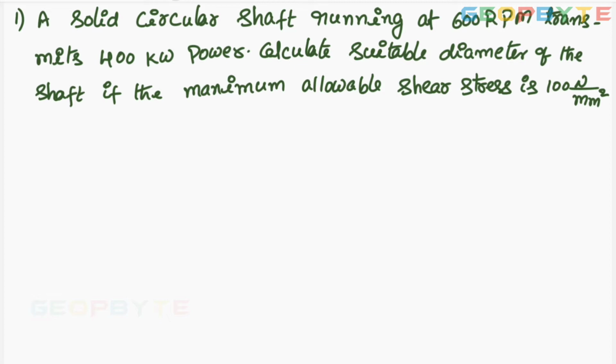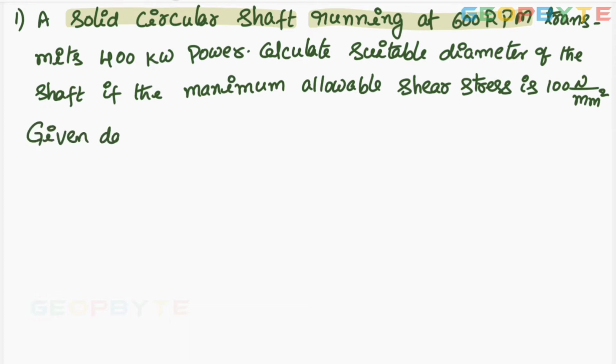Based on the torsion equation, in this video, we are going to discuss some important problems. Look at the very first problem. A solid circular shaft running at 600 rpm. Running at 600 rpm means the speed of the shaft.